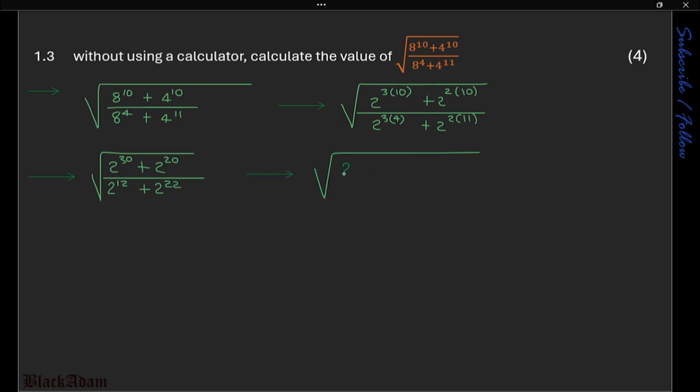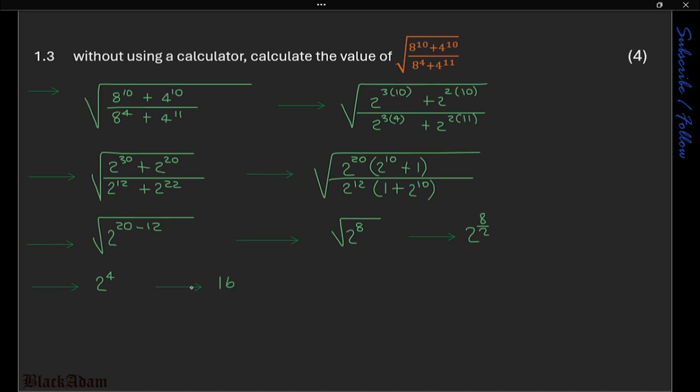Here the base is the same. In the numerator, we factor out the smallest, which is 2 to the power 20, leaving 2 to the power 10 plus 1. In the denominator, the smallest is 2 to the power 12, we factor it out, that's 2 to the power 12 into 1 plus 2 to the power 10. So those are the same, they cancel out. Now we have the root of 2 to the power 20 over 2 to the power 12, which is the root of 2 to the power 8, so that's 2 to the power 8 over 2, which means 2 to the power 4. So 2 to the power 4 is 16. And that's our answer.